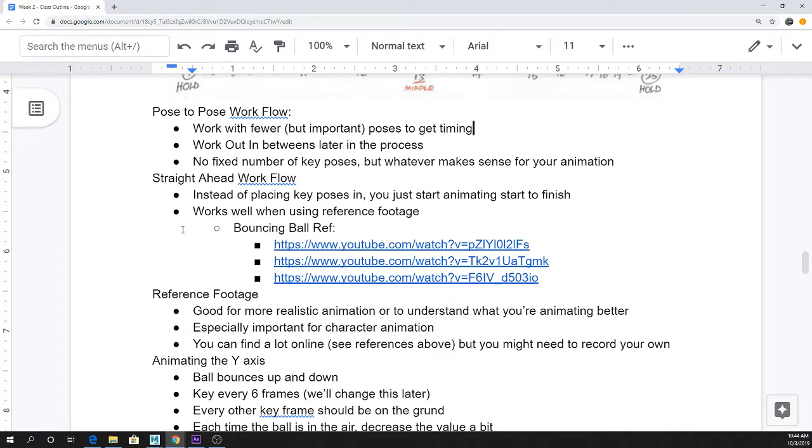The other thing is doing a straight ahead workflow, which is basically, instead of doing key poses and roughing the whole thing in and then refining it, you start at the beginning, get something that's mostly final, and then you just keep going and finalize things as you go. Which makes a lot more sense for reference footage, if you have reference footage that you're working directly off of, to do straight ahead. It's a little bit harder to do that if you're just working without reference footage. You can do it, and I'm not gonna lie, personally, I usually do, but yeah.